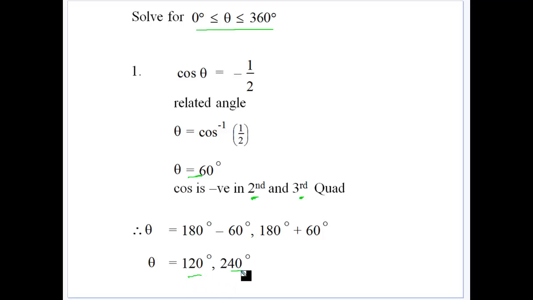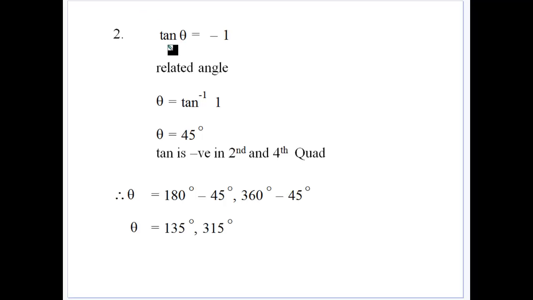So there's our 2. Substitute it back in. If you put cos of 120 into the calculator, it will give you minus a half. Substitute cos of 240, put 240 in, and that will give you minus a half as well. So that will work every time you put it in the calculator.